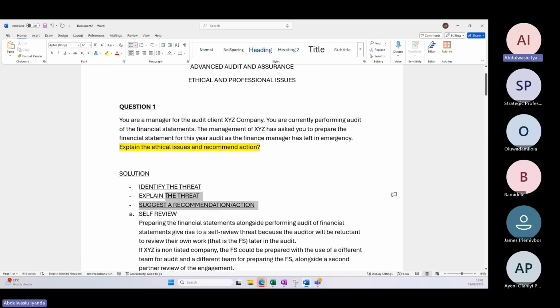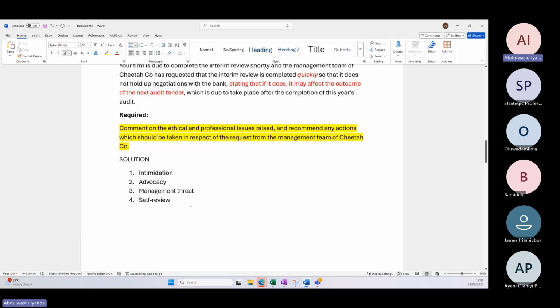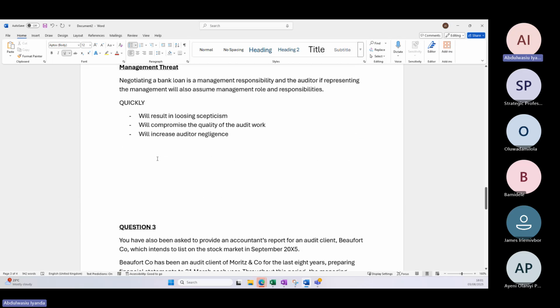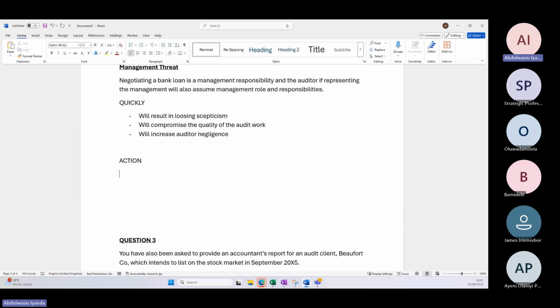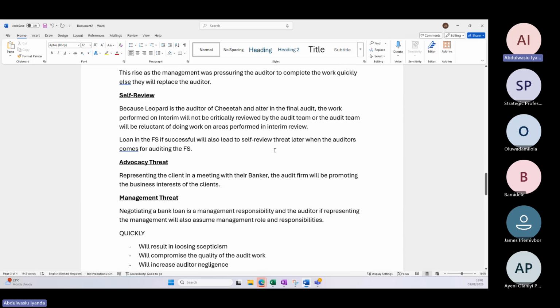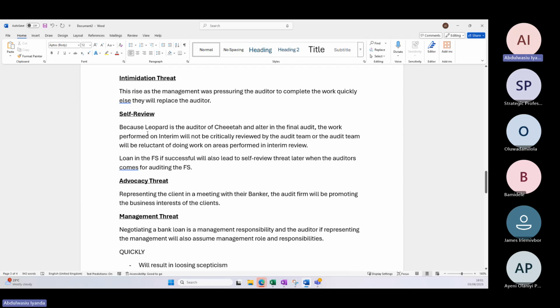So the next thing, which is the final thing, you need to suggest a recommendation or some action. After all this, one thing we cannot do is skip the final step. You need to tell them the action. You identify the threat, you explain the threat, and you also give them some action. So based on this problem now, can anybody say what are some of the actions that we can do? What are some of the safeguards you think we can implement?